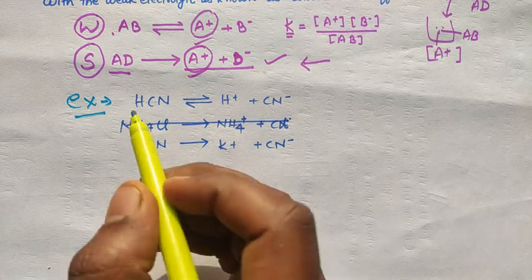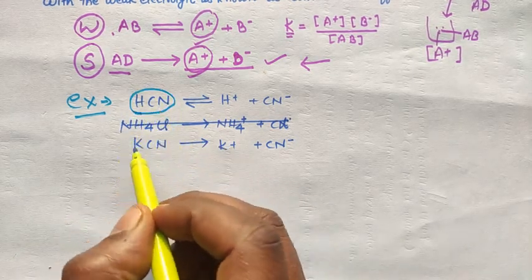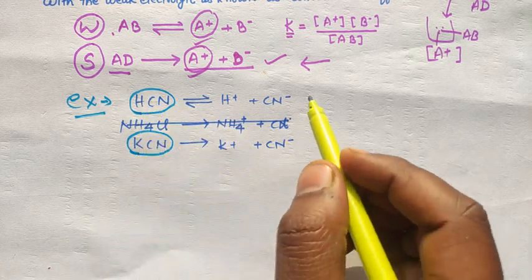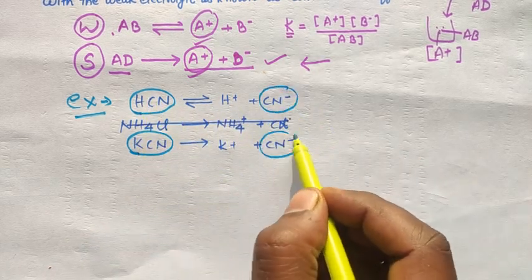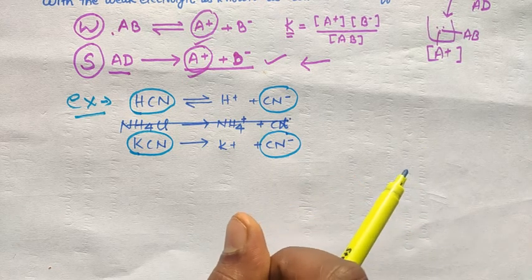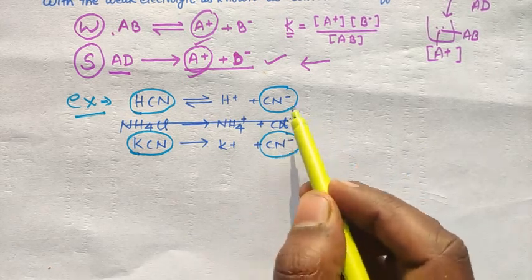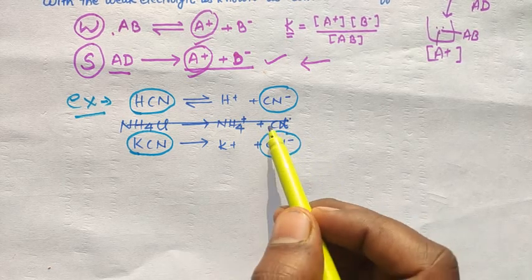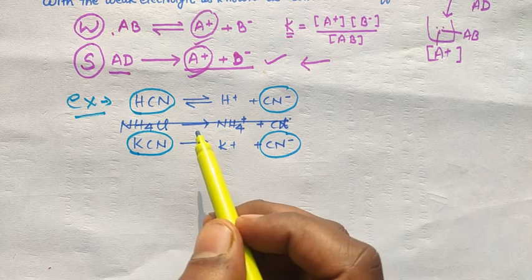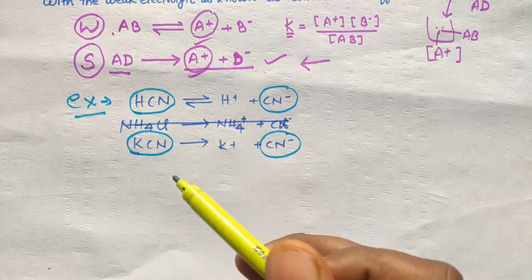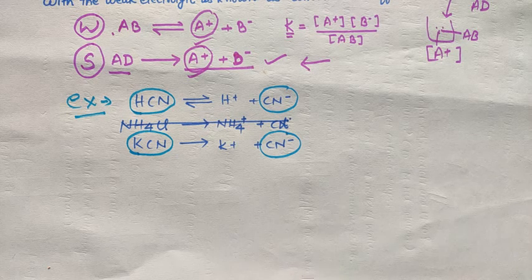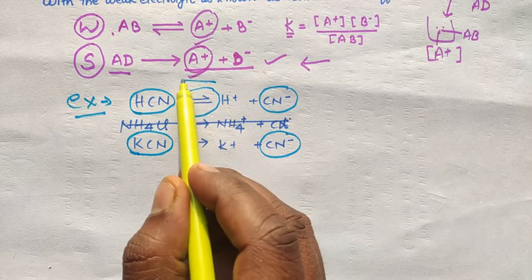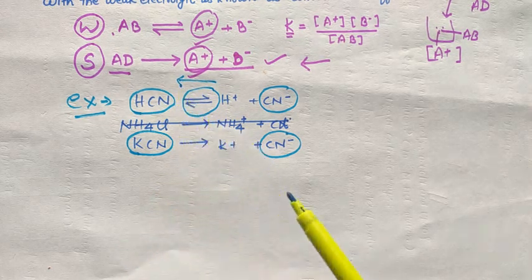Now look here, this is HCN, the weak electrolyte, and this is KCN, the strong electrolyte, but in both of these electrolytes the CN ion is common, means one ion is common. So what will happen? The concentration of CN will increase. So due to Le Chatelier's principle, the equilibrium will shift, because you can calculate the equilibrium only in the weak electrolyte. So the equilibrium will shift in the backward direction.